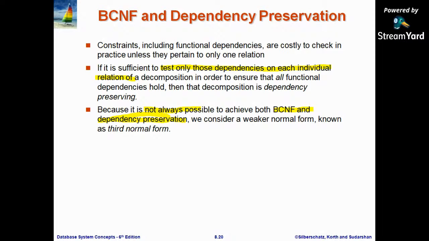The dependency preservation says that you need to test all the functional dependencies on individual relationship. If you can calculate the functional dependency by using only a single relation, either R1 or R2, then you can say that it is dependency preserving. But it is not always the case. Sometimes you may have to combine the multiple relationship to check the dependency, to check the functional dependency. We will see this case.